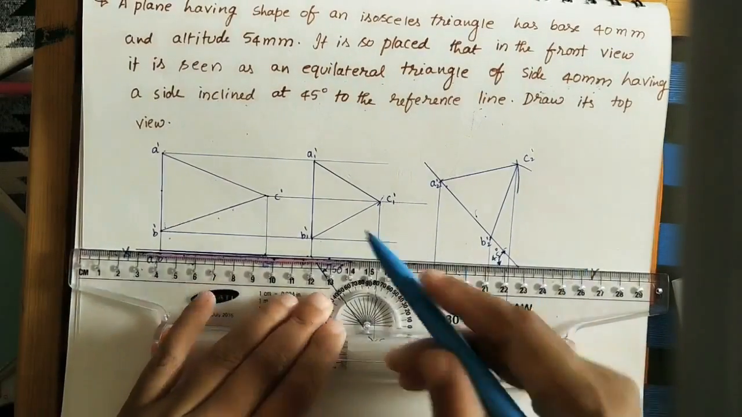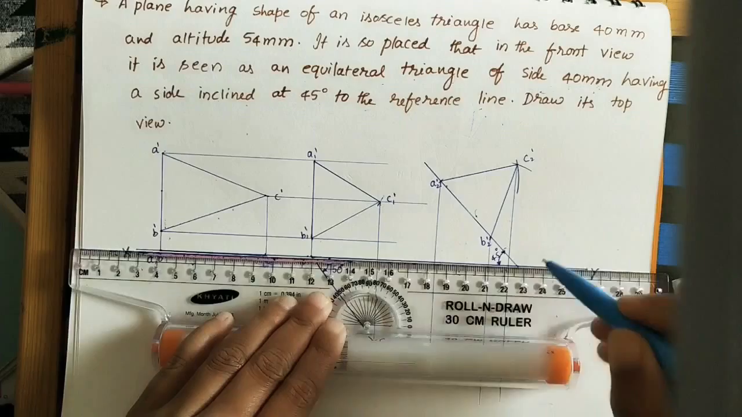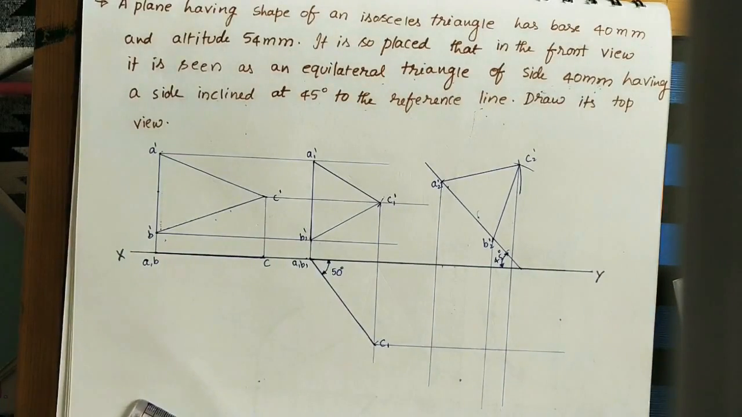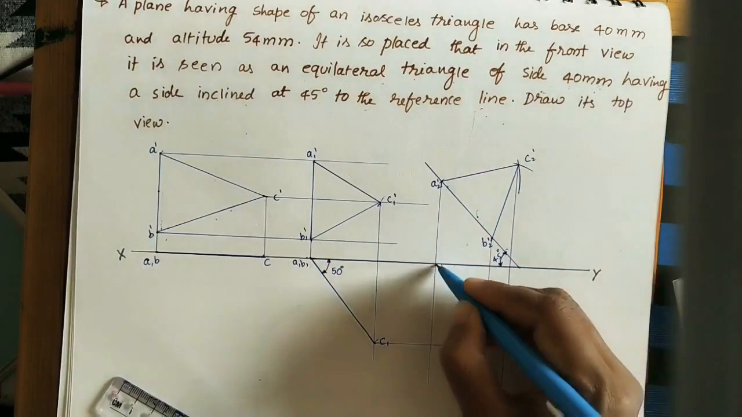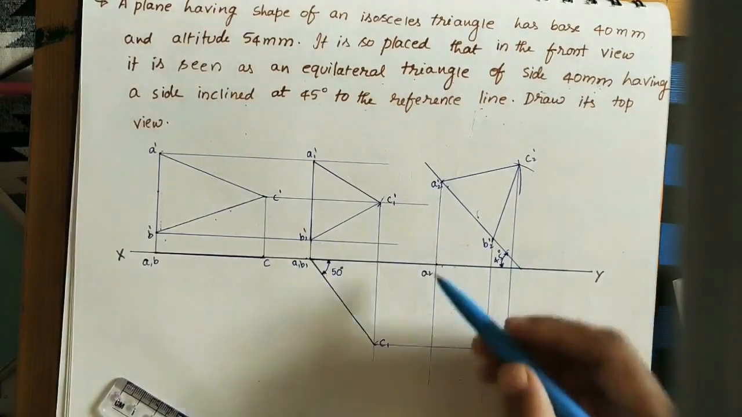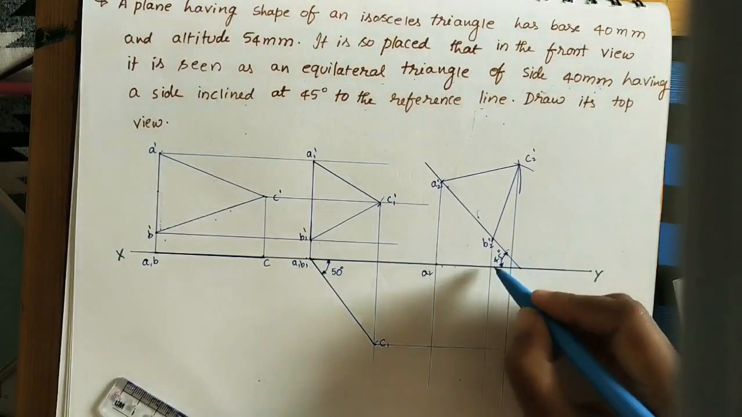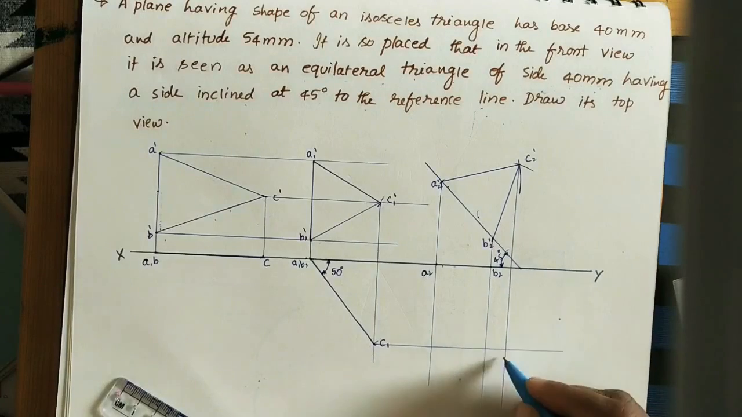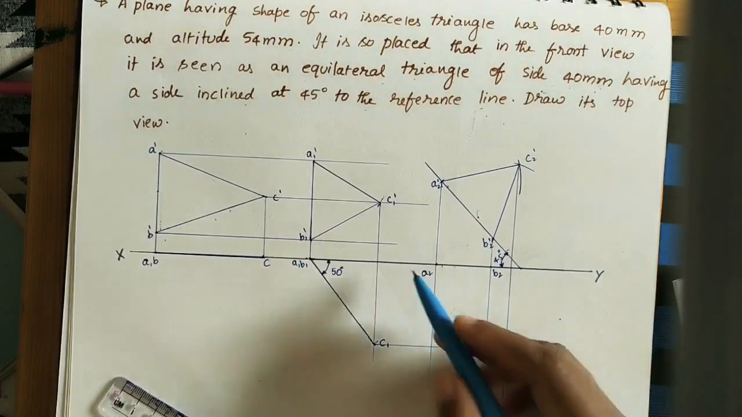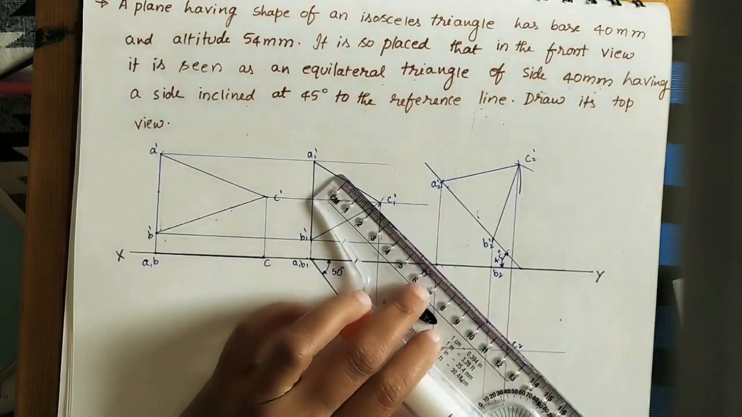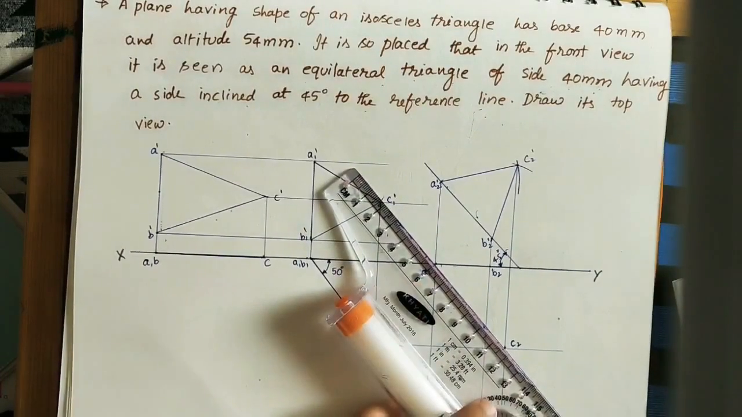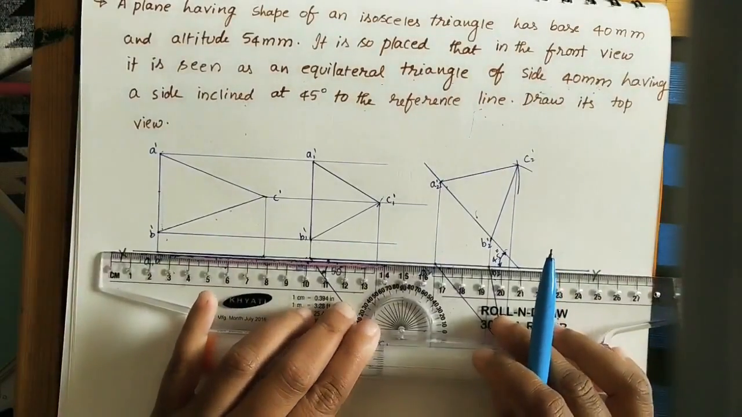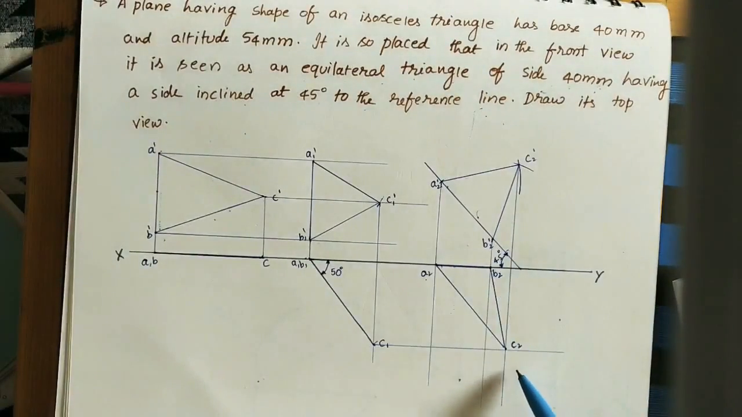So on the XY line, we are getting A and B. Just do the line here. And here also do one line. Now take the intersection points. A vertical line, A horizontal line. Take this as A2. Next, B vertical line, B horizontal line. Take this as B2. C vertical line, C horizontal line. Take this as C2. Now join all these points. A2, B2, C2 is the final top view.